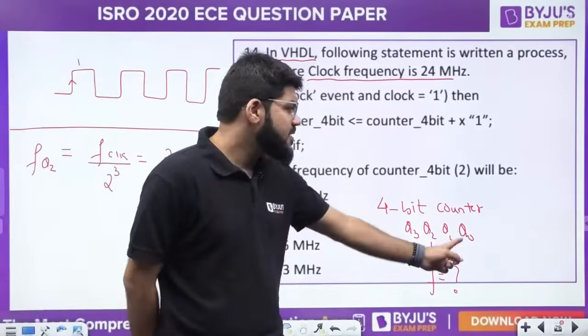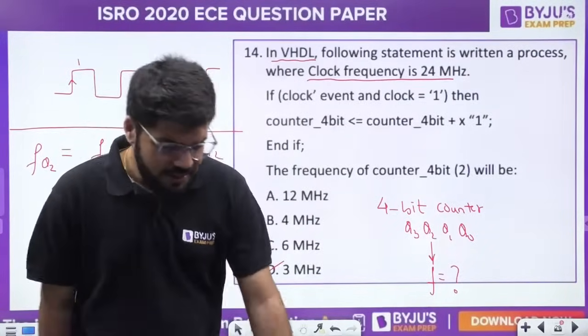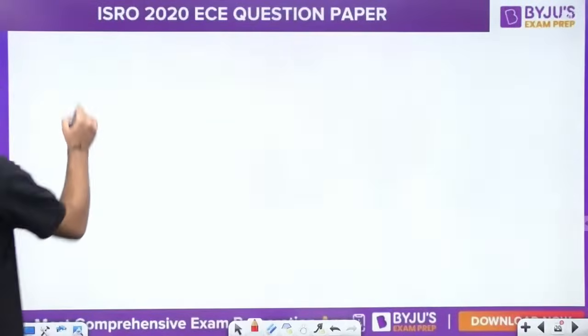When will you get 12, Chinmoy or Akbar? You will get 12 when they are asking for the frequency of the LSB only. That is divided by 2. Let me write down these for you to remember.